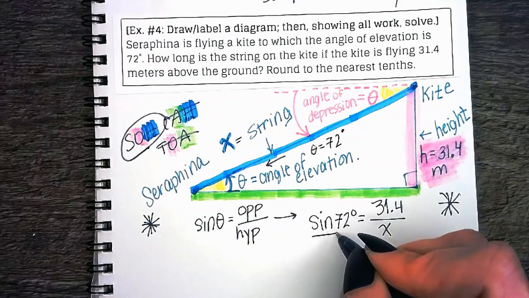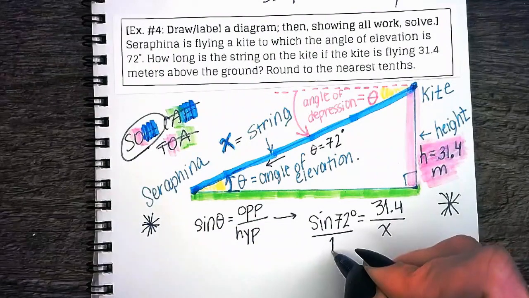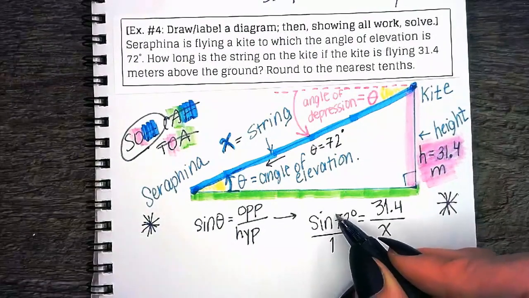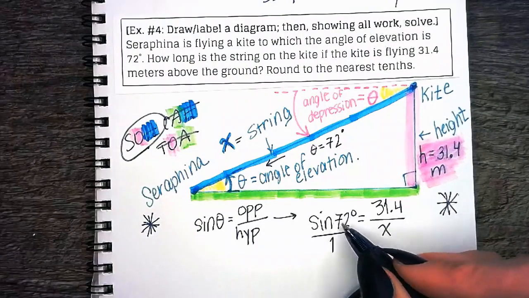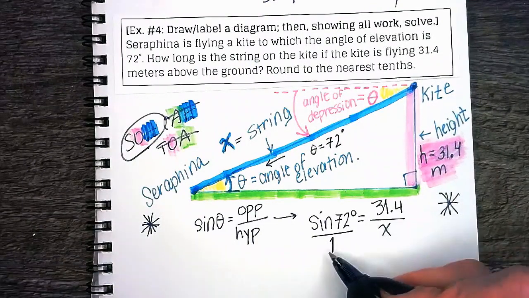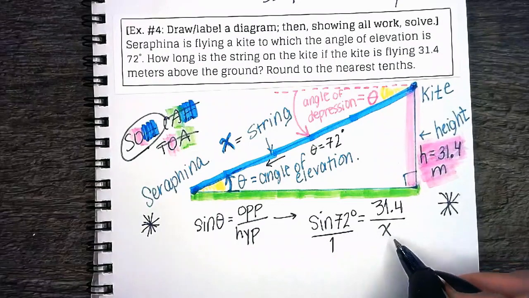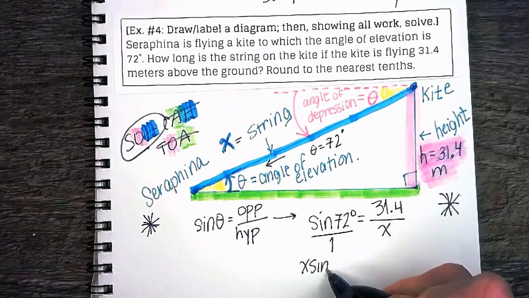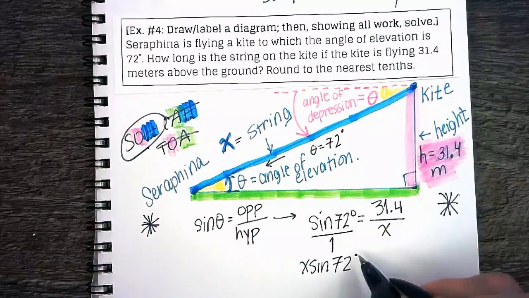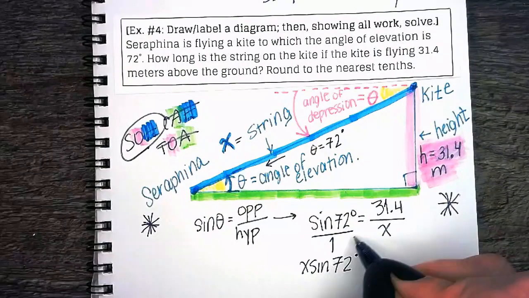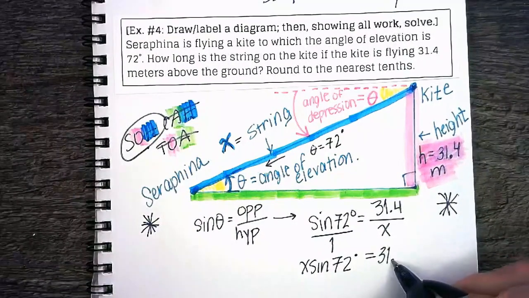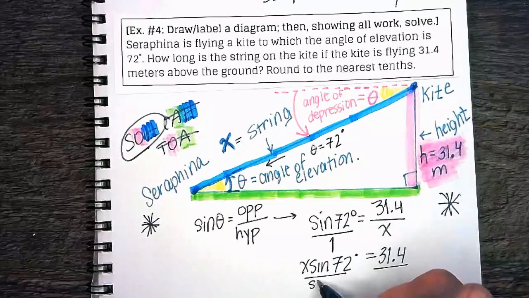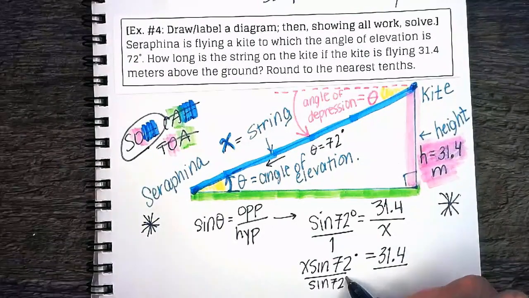So some of you may choose to do this: sine of 72 over 1. Then the product of the extremes will equal the product of the means. We're going to do this type of multiplication. So x sine 72 equals 31.4, and then we divide by sine of 72.